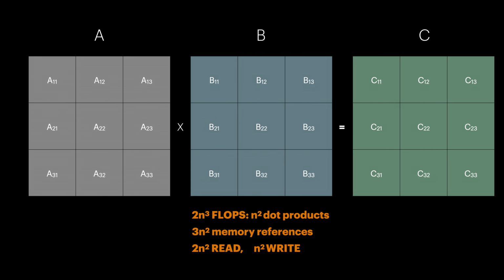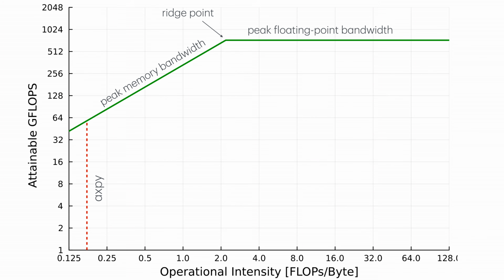That means each byte loaded from memory is reused many times in computation. And that's the key. Unlike AXPY, which is dominated by memory movement, matrix multiplication keeps the compute units busy and minimizes the pressure on memory. So performance is no longer limited by bandwidth. It's limited by how fast the processor can execute floating point operations. And that's exactly what we want: a kernel that pushes the system to its peak compute throughput.